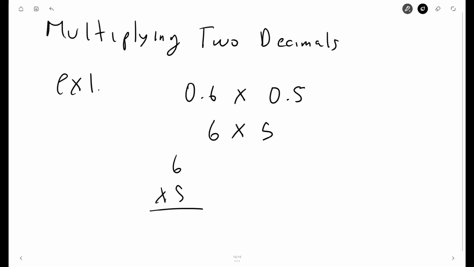6 times 5, 30. And then you count the number of decimal places in each number. Okay, so it'll be 1, 2, and then you add the number of decimal places, which will be 1 plus 1 is 2. Okay, so now we move the decimal point to the left 2 times. With 1, 2, it will be 0.30 or 0.3.